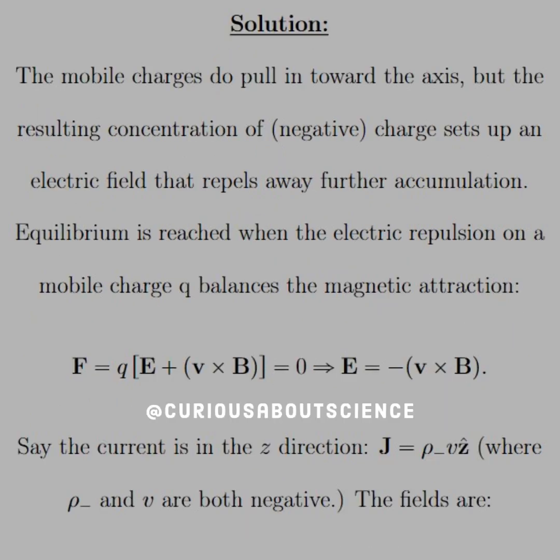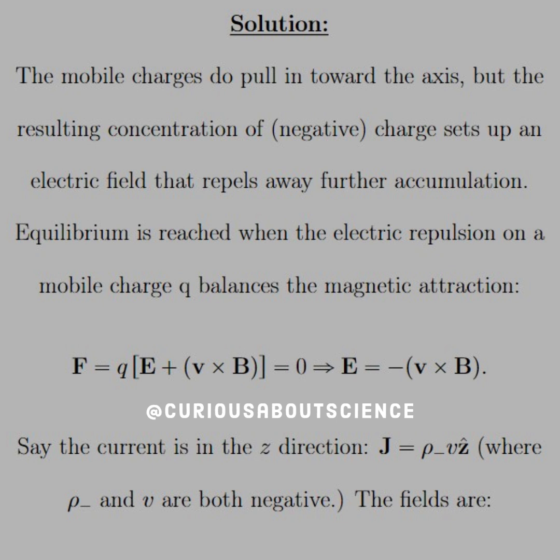located? All right. So first, let's understand that the mobile charges do pull toward the axis, but the resulting concentration of negative charges sets up an electric field that repels further accumulation. Okay, that makes sense. You can't have too many piled up together. So equilibrium is reached when the electric repulsion on the mobile charge Q balances the magnetic attraction. Makes sense as an equilibrium equation. So then the Lorentz force has to equal 0, and that implies that E equals negative v cross B.